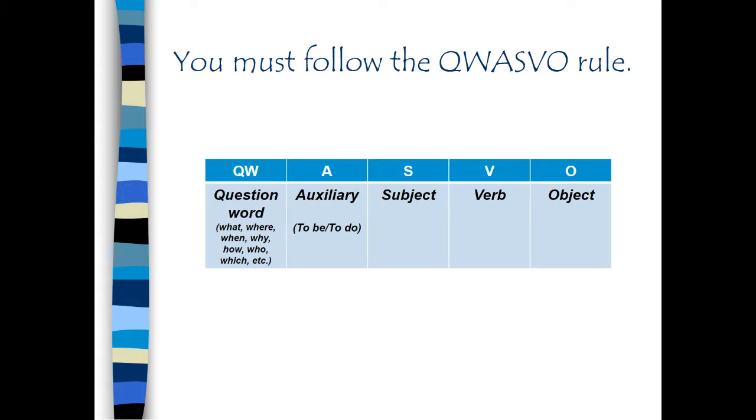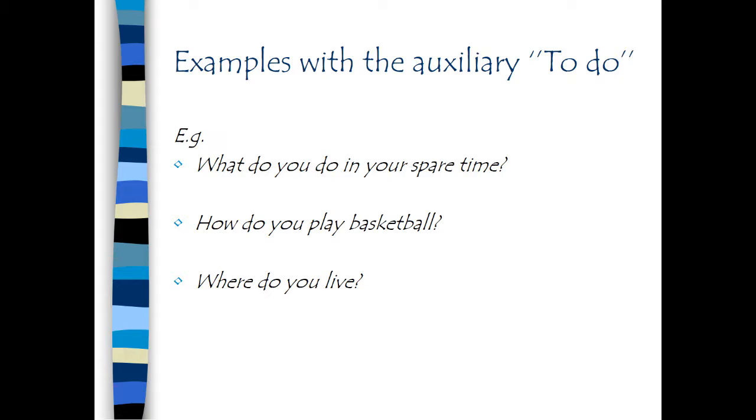For the auxiliary, you have two choices, to be or to do. You must use one of the two, or you can just simply remove it out of the question. For the subject, the verb, and the object, it is up to you to decide. Let us look at some examples with the auxiliary to do.